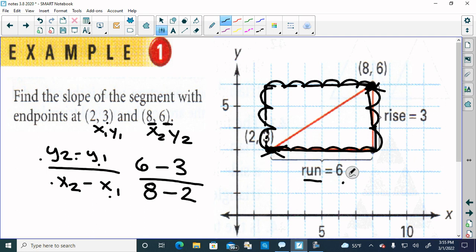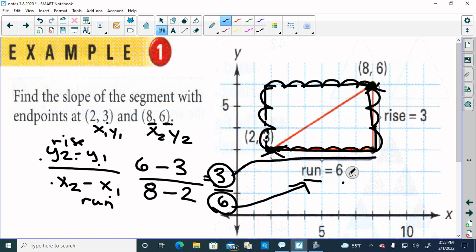Okay, so now we're going to simplify it. So again, this is my rise. My y's are my up and down, my rise, and then these are my run. So we're going to check to see if we got the same thing as what we did when we graphed it. So 6 minus 3 gives me 3. 8 minus 2 gives me 6. So 6 is my run. That's what we got. 3 is my rise. That's what we got.